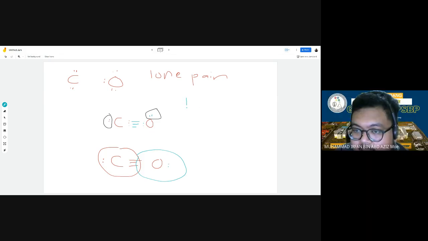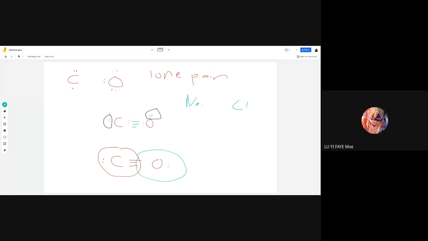Bukan macam Na kan, macam NaCl. Must be one electron from Na. Cannot share macam tu. But in CO ni, for covalent, tak kisah pun dia share the same electron from oxygen. So does it mean that oxygen shares 4 electrons and carbon shares 2 electrons?